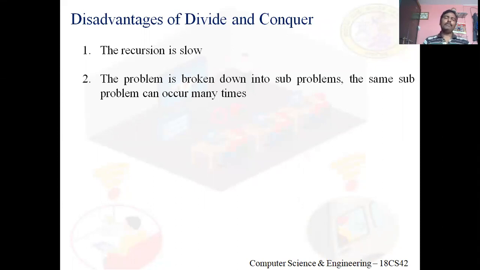Got it? And one more disadvantage I mentioned: the problem is broken into sub-problems, and the same sub-problem can occur many times. If I'm not going to take advantage of a memory cache, what happens? Even though there are many sub-problems which are duplicates of each other, they are going to be solved individually. So this is one more drawback. I think all of you got the disadvantages, right?